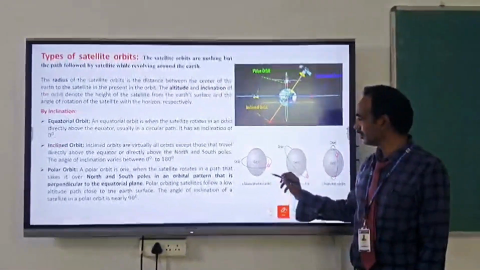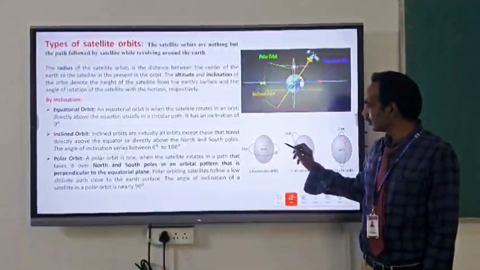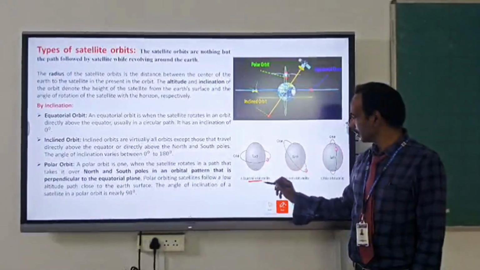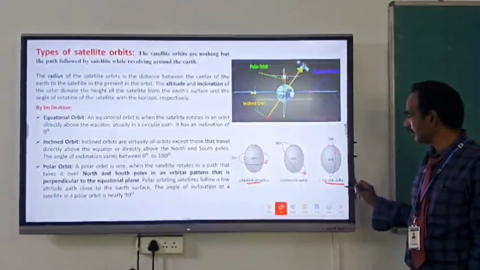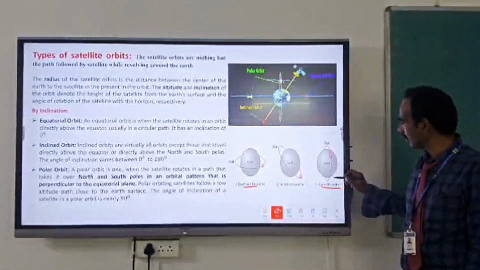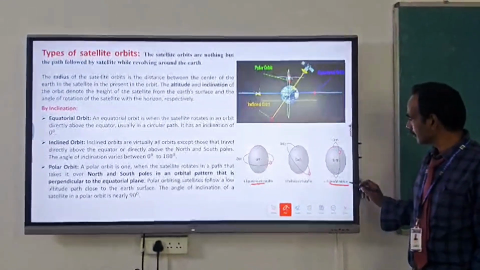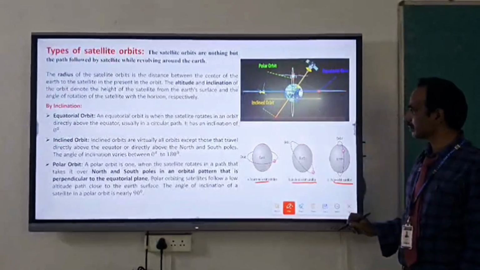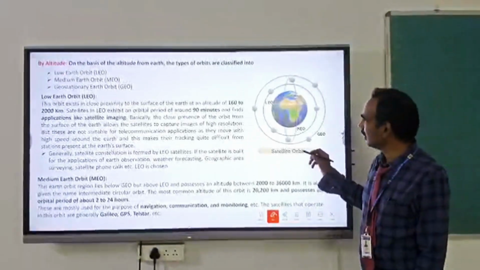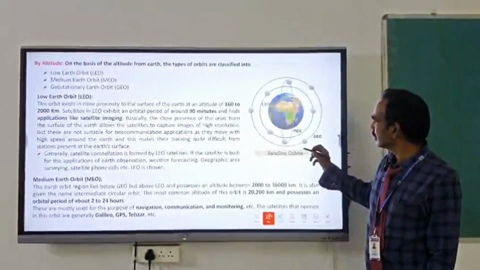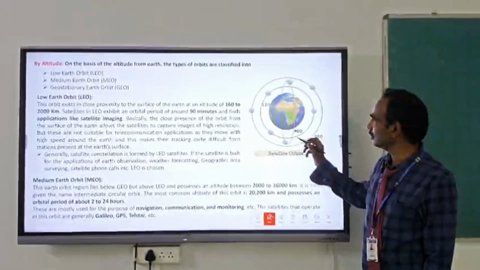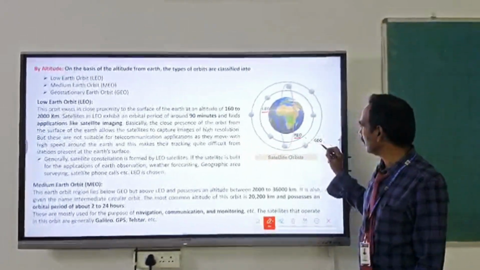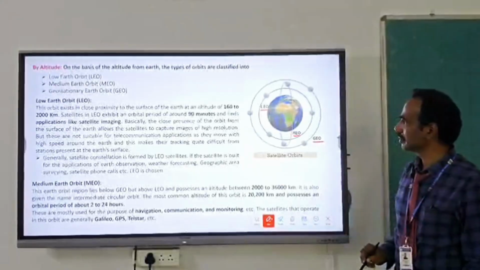So these are the different types of orbit. Equatorial orbit means an orbit moving along the equatorial plane of the earth, whereas the polar orbit is covering the north and south pole of the earth. Other than these two orbits, we call them inclined orbits. Based on the height of the orbit, the satellites are further classified into LEO, low Earth orbit, MEO, medium Earth orbit, and GEO, geostationary orbit.